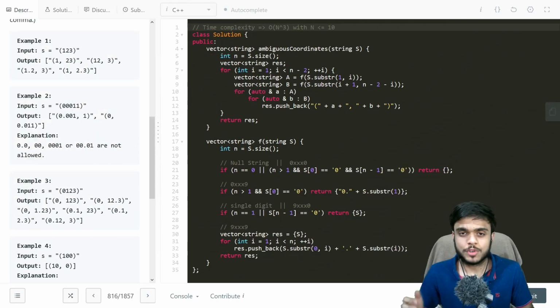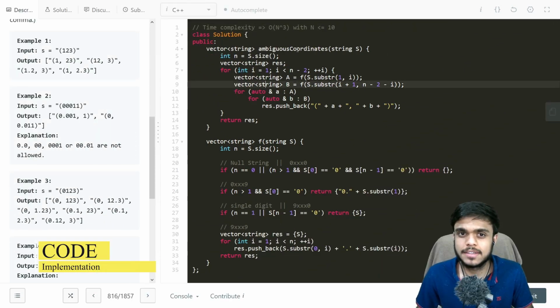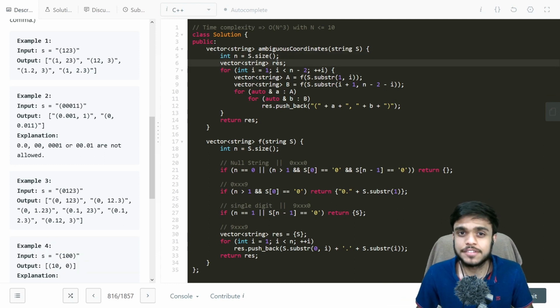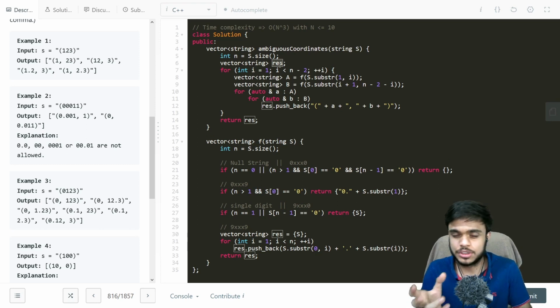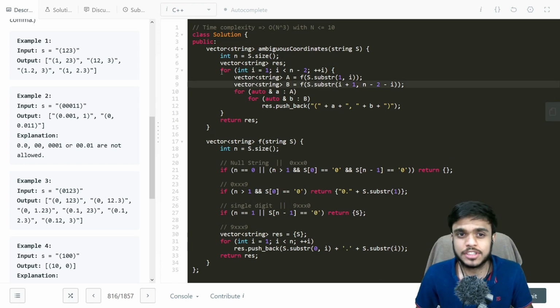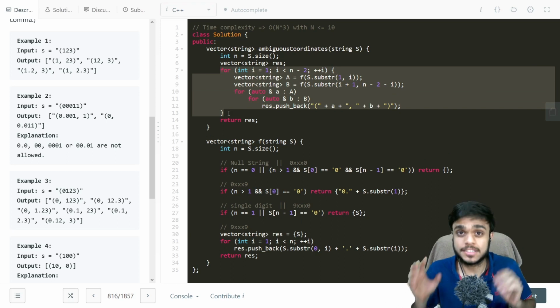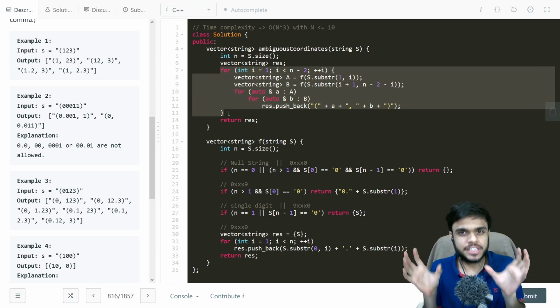So this is a solution for the approach that we just saw. We are given a string as input and we take n, the size of that string. After that we create a result vector res, which we need to return, which would contain strings. Then we do a for loop, which was step 1, so that we can put commas and separate the string into two parts.